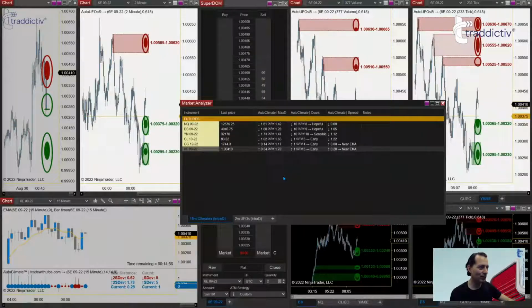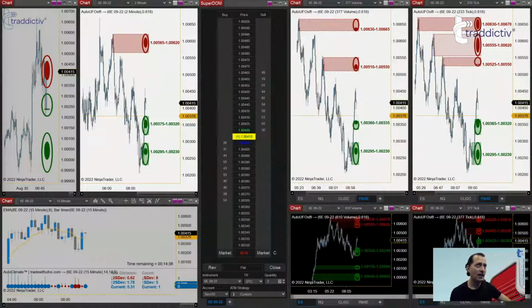Okay, so that's it. We got a change of climate there in multiple markets. So what do we have? The euro futures is now in an up climate, 1 out of 3. So this is an early climate. Gold also changed climate, and these are the two markets which are close to the EMAs. So again, back to the same markets. The only difference is that now we are trading them to the long side instead of to the short side. Okay, we'll start with the euro.